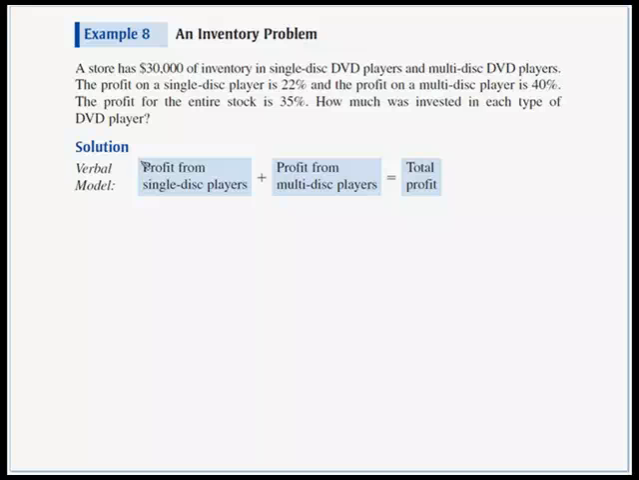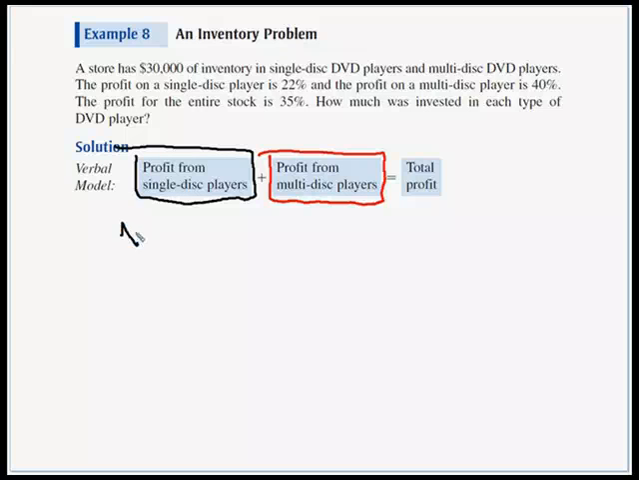So here's our verbal model. If we take the profit from the single disc players, and then we add to that the profit from the multi-disc players, we get the total profit. So let's assign some variables. Let's call X our single disc players.